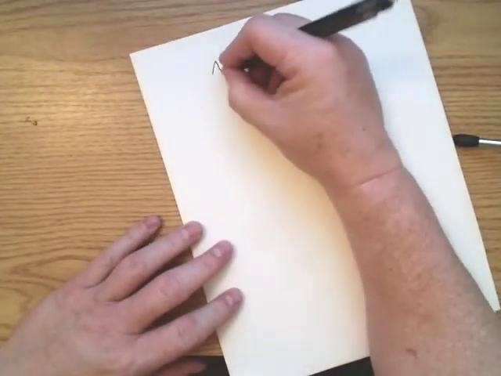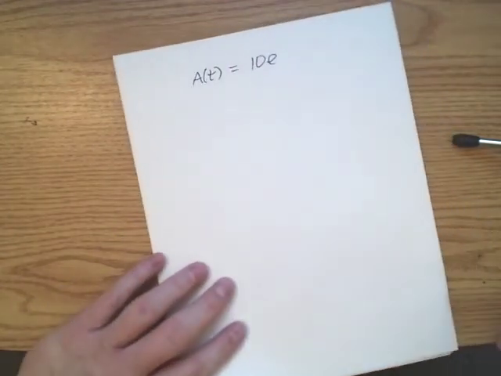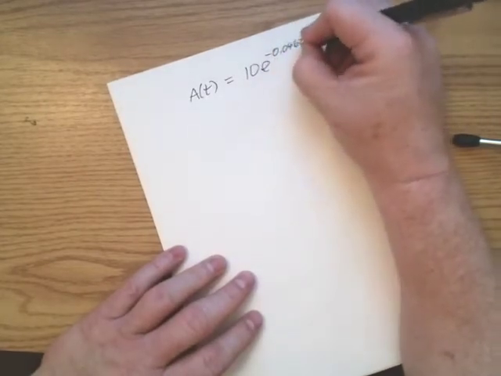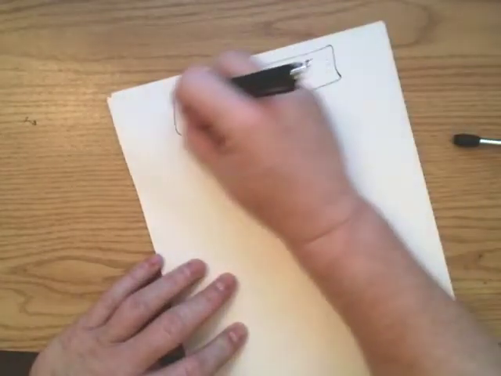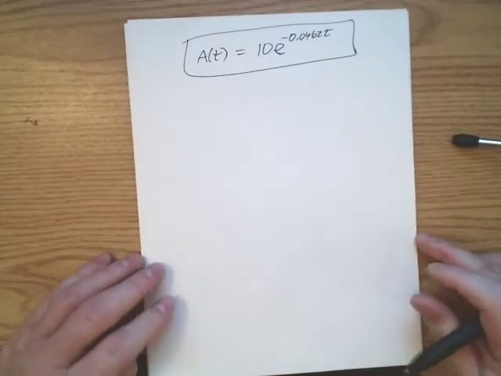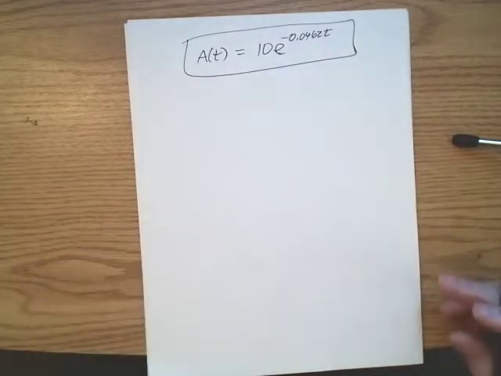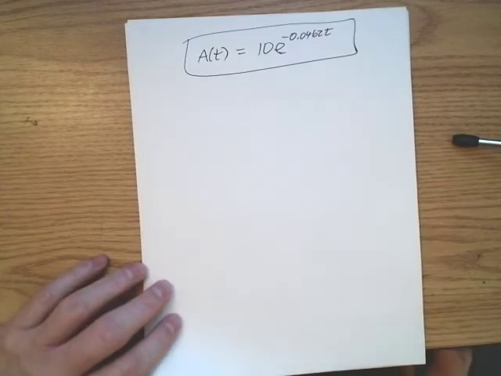Now let's write the law of our growth here, or I'm sorry, decay. A as a function of time would be 10 times e to the minus 0.0462 t. So there we go. We're getting a negative interest rate here. You can think about it that way. Yep, you're losing money. It's not money, of course. It's actually radioactive material.